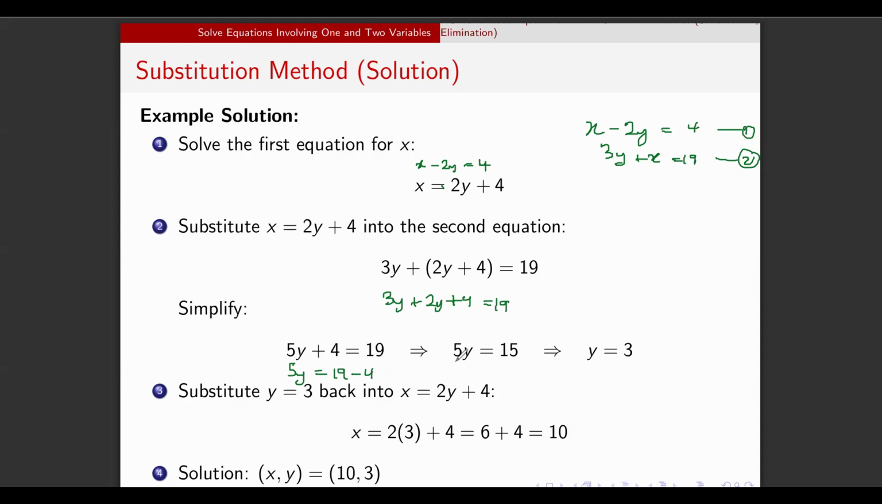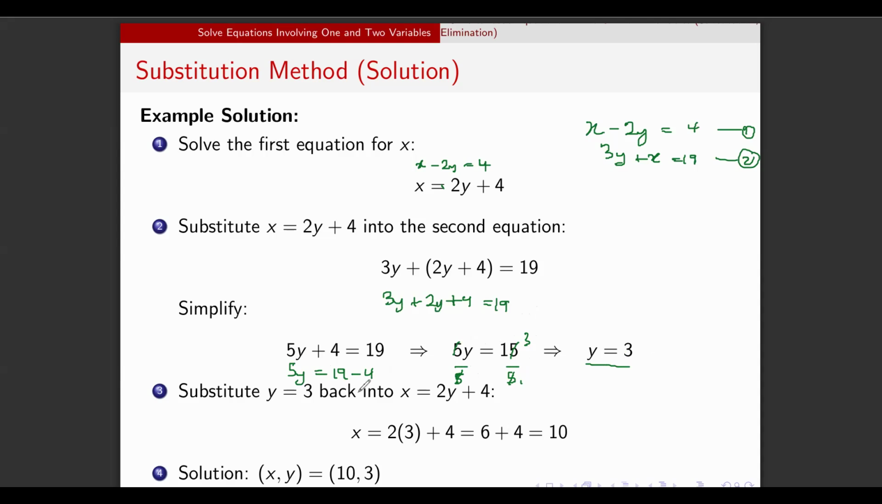To further simplify to get y, I divide both sides by 5. And here by 5. 5 cancels out 5. 5 goes here, 1 goes here, 3. So I have y equals 3. So I have been able to solve for y, and I have y equals 3.